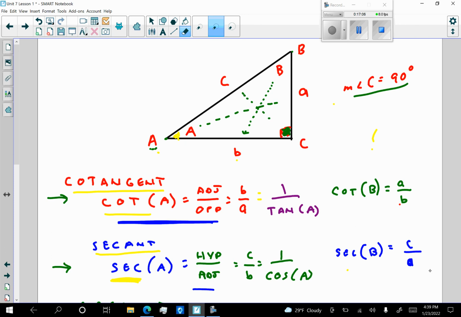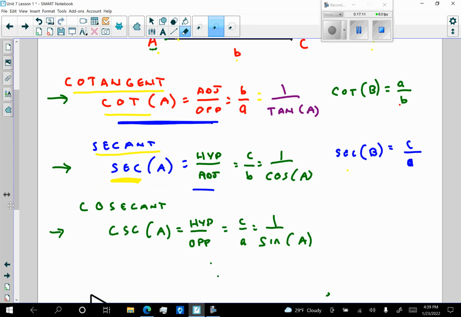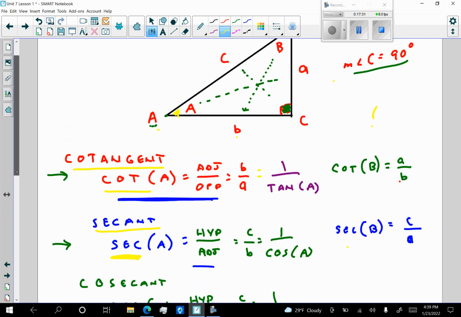Okay, there's one more trigonometric ratio we're going to look at here, and this is going to be called the cosecant. This one is abbreviated CSC of angle A. And the CSC of angle A is going to be the hypotenuse divided by the opposite leg.